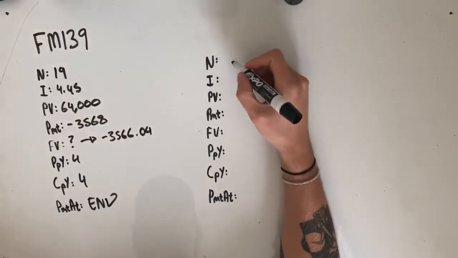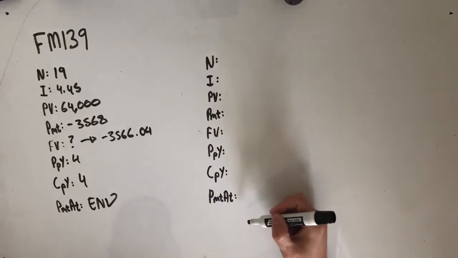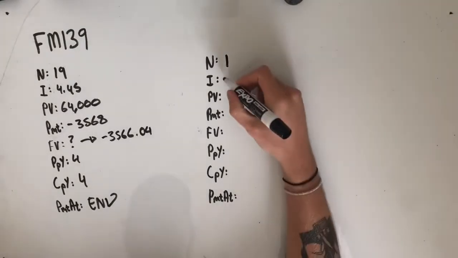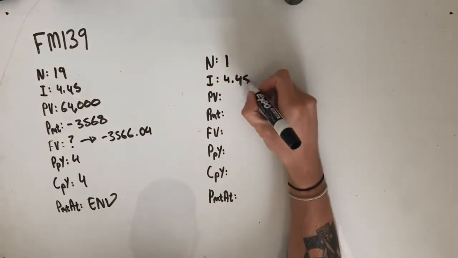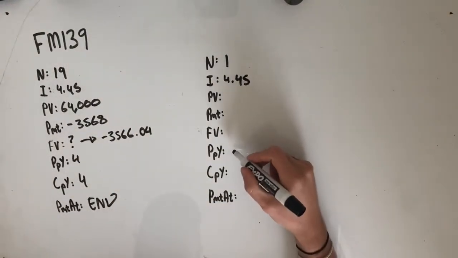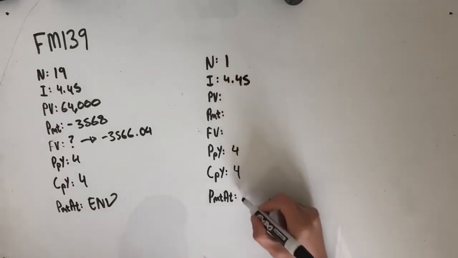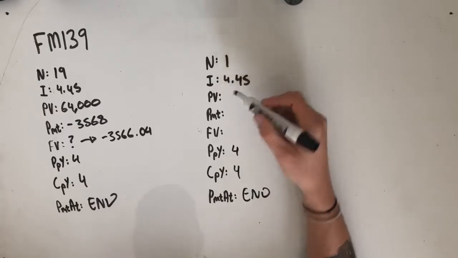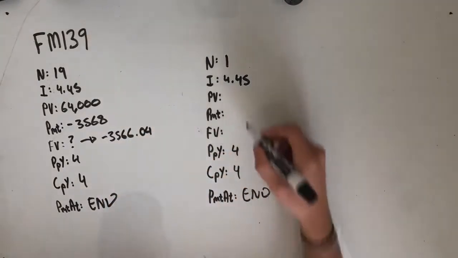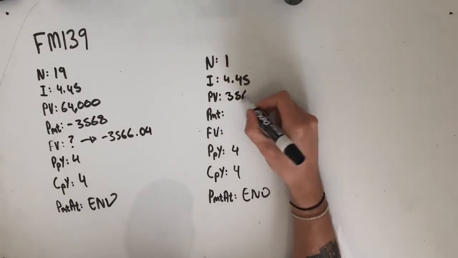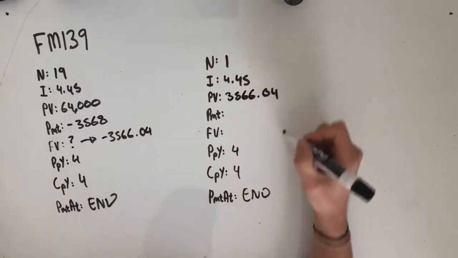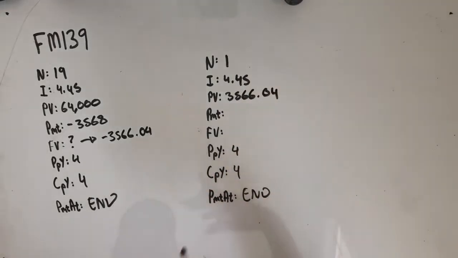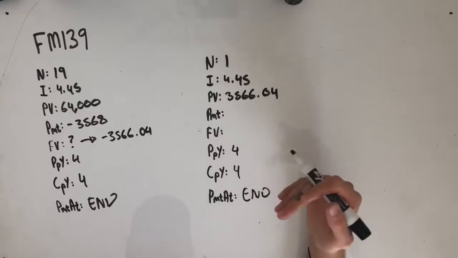So we're going to use the same Finance Solver. We're going to use slightly different numbers. First of all, we're going to be looking at that last final one payment. Our interest stays the same, 4.45, and the number of payments per year and the number of compounds per year stay the same. Our present value of our loan is now going to be what our future value was before. So we're going to take this 3,566. Now it also becomes positive up here because this is how much he owes.